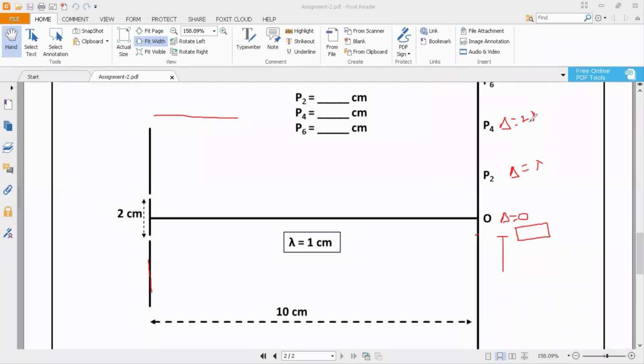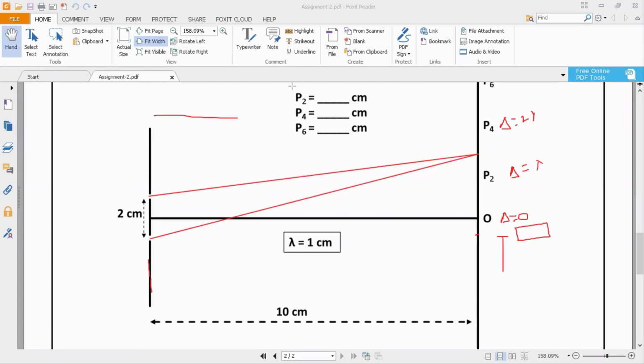So this is the condition 2 lambda. Here, what you have to do is draw one line, and then draw another line. Let's say you draw like this. Sorry, it's not coming out well. So you draw a straight line simply from source S1, for example this line. Then another line you draw.